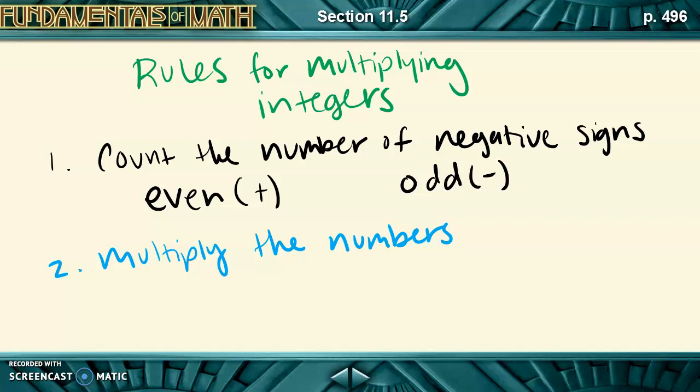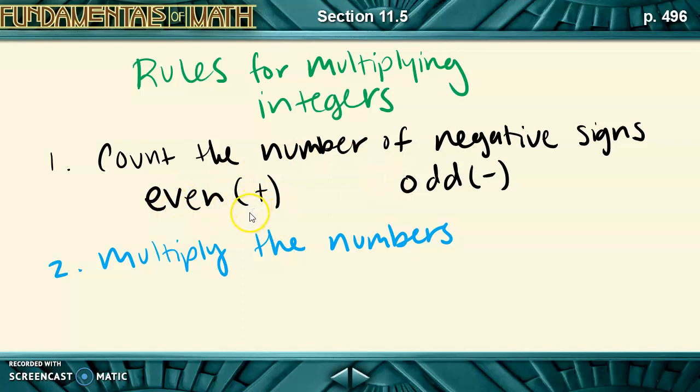Rule number one, count the number of negative signs. Whenever you're multiplying or, hint for the future, dividing, if you have an even amount of negative signs, our answer will be positive. And if we have an odd amount of negative signs, our whole answer will be negative. This is true whenever you multiply or divide. We'll talk about division next class. But today, focusing on multiplication, this rule is 100% accurate.